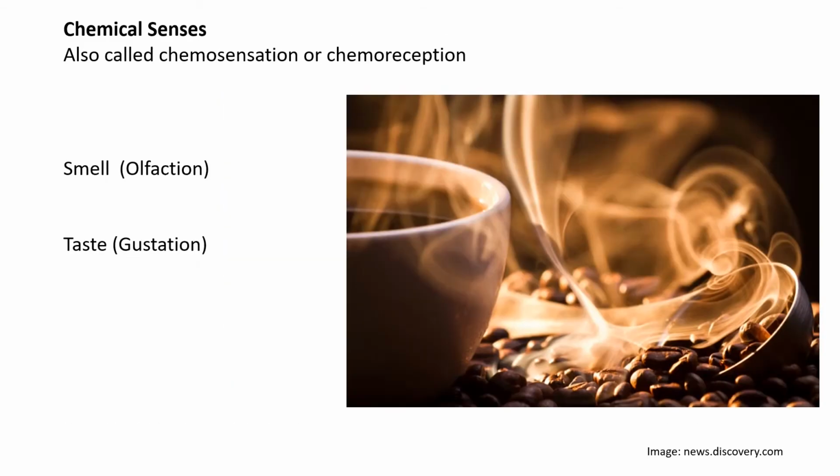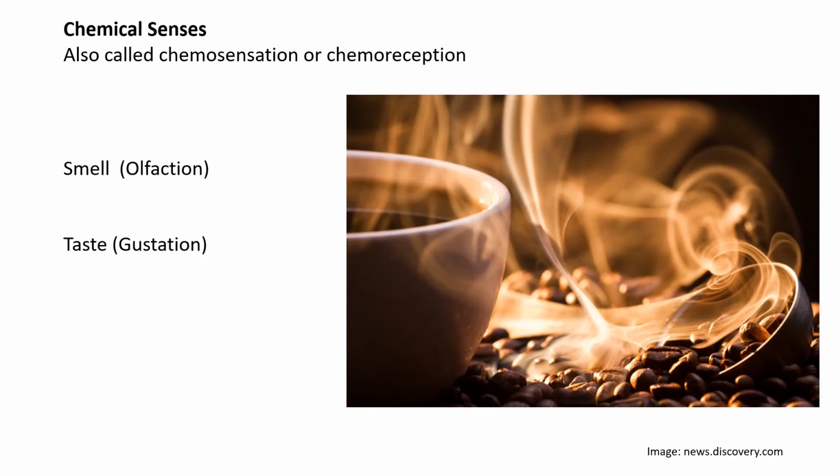The sense of smell and the sense of taste are together known as the chemical senses, or chemosensation or chemoreception. In both of these cases, we are detecting chemicals that are present in the environment. So what is the difference between smell and taste then, if both are detecting the same kind of thing? One trivial difference, of course, is that smelling happens through the nose and tasting happens through the tongue. But is that the only difference?